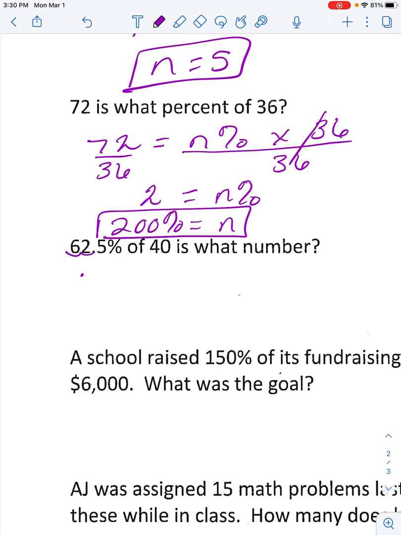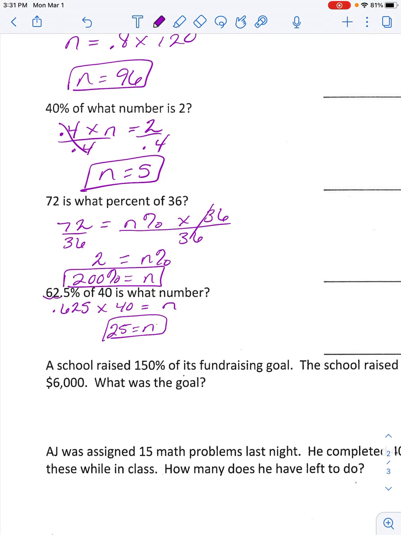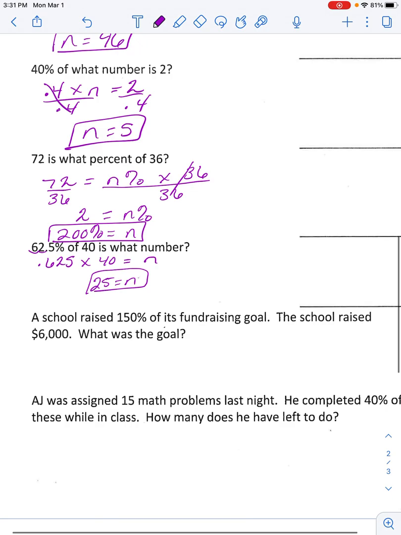62.5%. As soon as you see a percent, you immediately change it into a decimal. 0.625 of means multiply, is means equal, what number? Throw our variable. So we're just doing 0.625 times 40 in our calculator, and you get 25. Okay, and then we have 2 word problems.